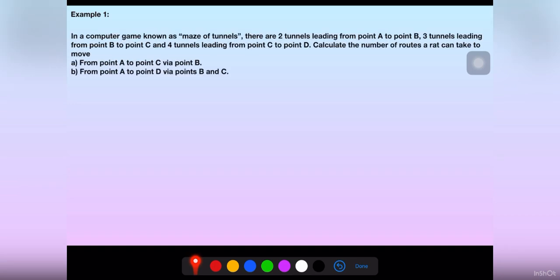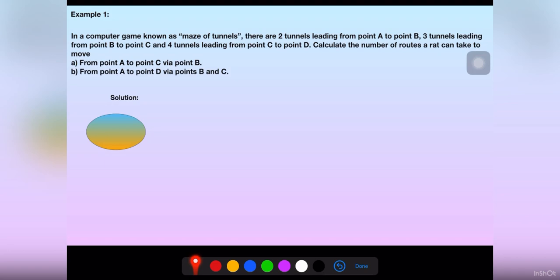Example 1. In a computer game known as Maze of Tunnels, there are 2 tunnels leading from point A to point B, 3 tunnels leading from point B to point C, and 4 tunnels leading from point C to point D. Calculate the number of routes a cat can take to move: A. from point A to point C via point B. B. From point A to point D via points B and C.